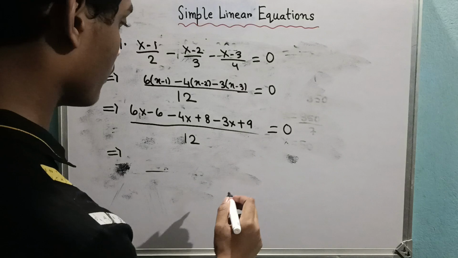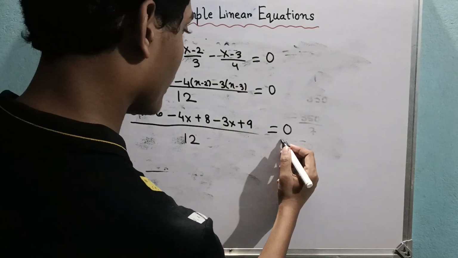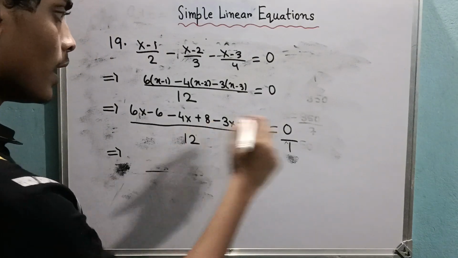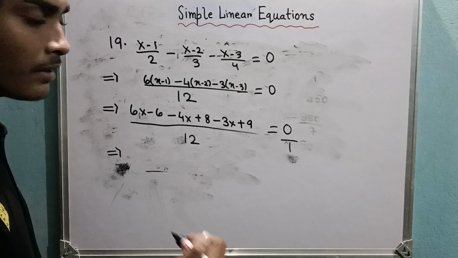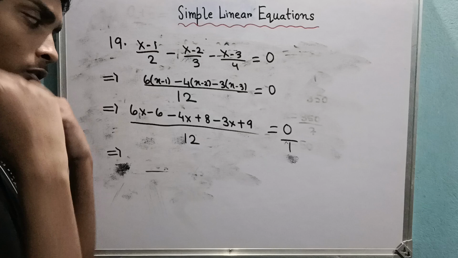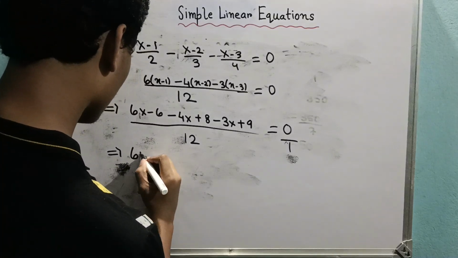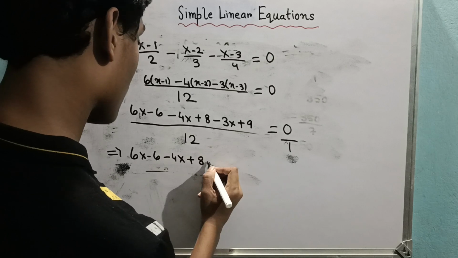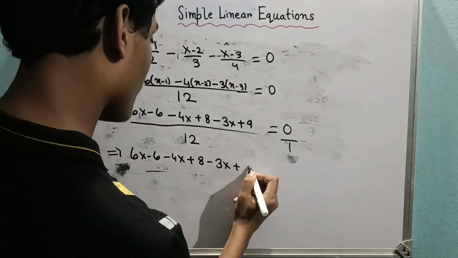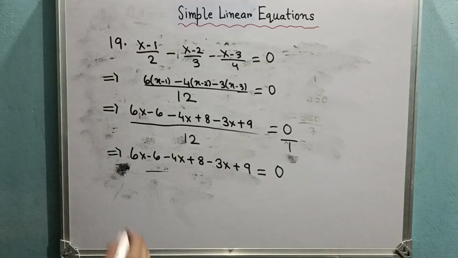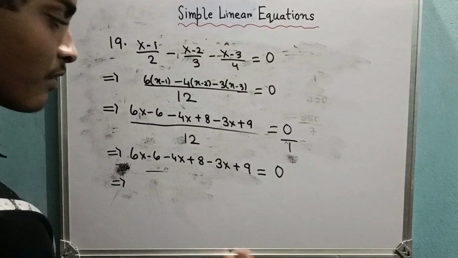Now let these terms be. Guys, if we just put a 1 here, then these terms remain the same. They don't get changed. But 12 into 0, what we know is 0. Any term divided into 0 or multiplied by 0 is equal to 0. So 6x minus 6 minus 4x plus 8 minus 3x plus 9 is equal to 0. Okay. From here, what can we get? Now simple addition and subtraction.